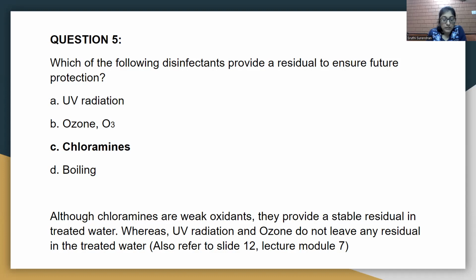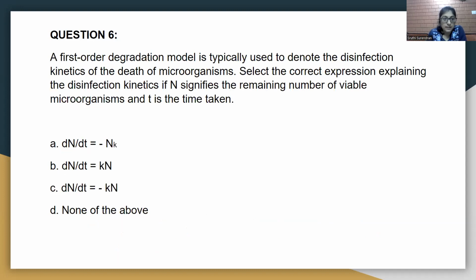So that was about residual and what techniques of disinfection help us obtain residuals. Now moving on to the sixth question. A first order degradation model is typically used to denote the disinfection kinetics of the death of microorganisms. Which is the correct expression explaining the disinfection kinetics, if N is the number of viable microorganisms remaining and T is the time taken?